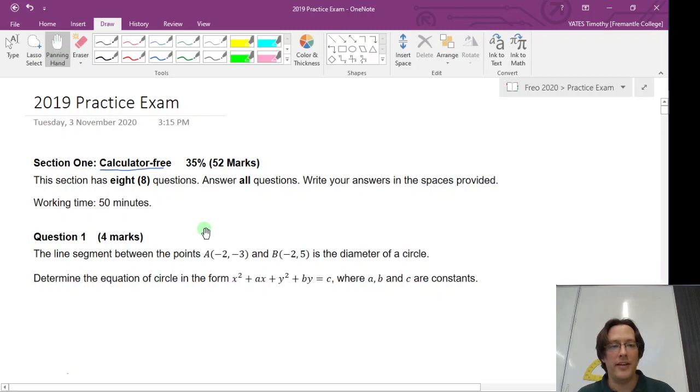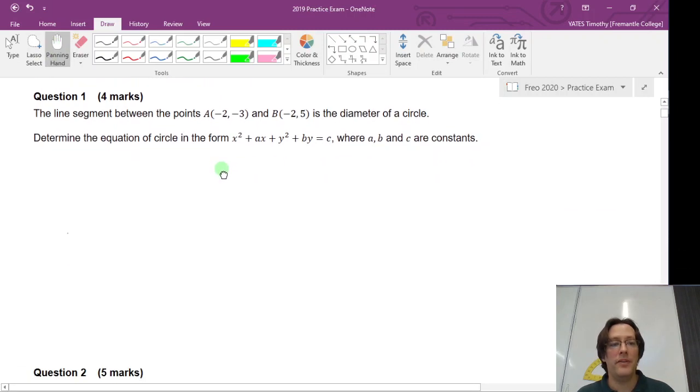So let's get started. Now, first up, we've got a question about a line segment that connects these 2 points, and it is the diameter of a circle. And we need to determine the equation of the circle in this particular form. So let's get going on that.